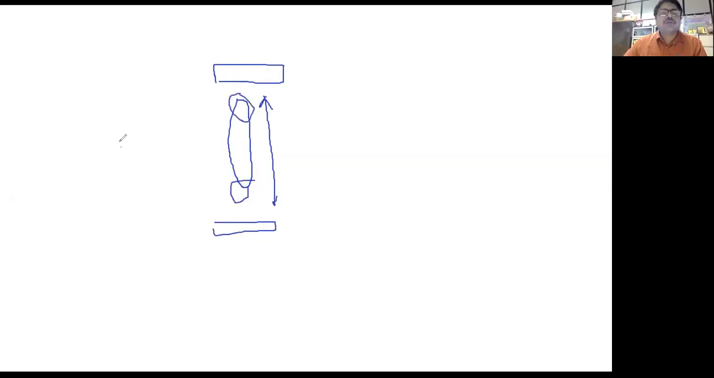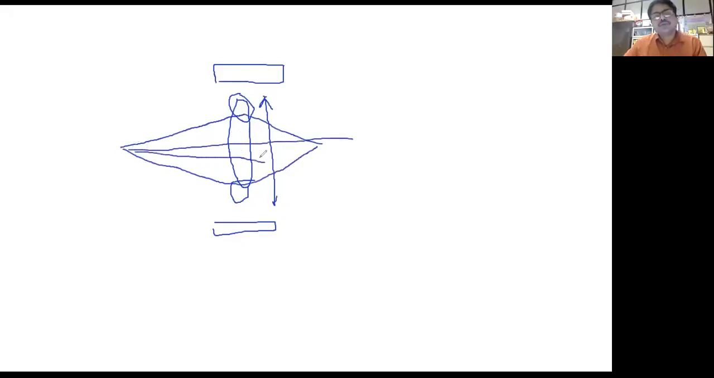Now, when my electron starts traveling, electrons which are passing through the edges will focus at a shorter distance, right? And electrons which are traveling through the interior part of the lenses will focus somewhere else. I'm sorry, I'm not drawing properly, but I think you got the message.